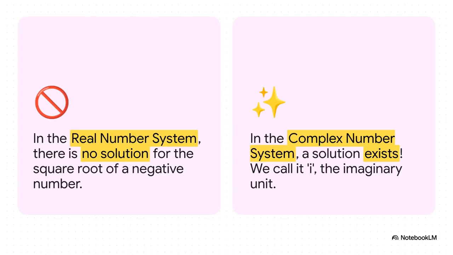To find the answer, we have to expand our universe. We need to move from just the real number line to the complex number system. And in this bigger, more complete world, the square root of -1 actually has a name. Mathematicians call it i, for the imaginary unit. And this one little invention, well, it unlocks everything.